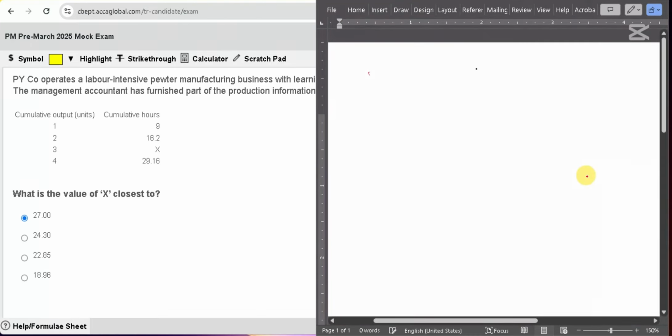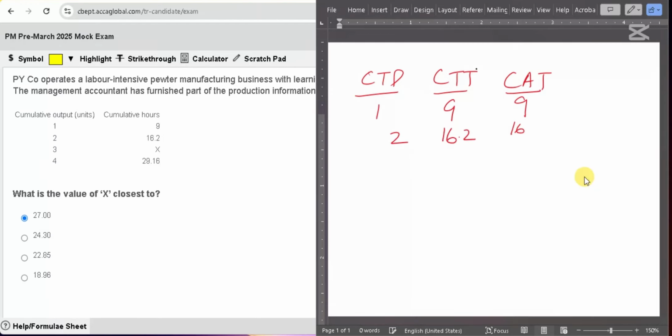All right, so cumulative total production, cumulative total time, cumulative average time. 1 unit 9 hours, average is also 9. 2 units 16.2, so average is going to be 16.2 divided by 2, 8.1. So you can see total production doubled here. When it doubles, this has become 90%. 8.1 out of 9 means that is 90%. So that gives us learning curve of 90%.